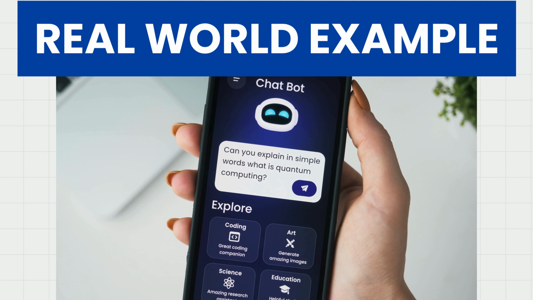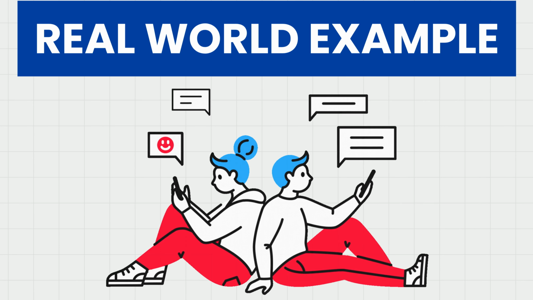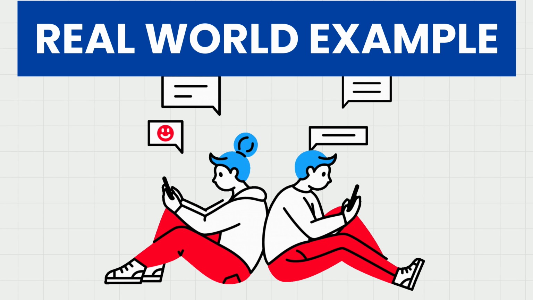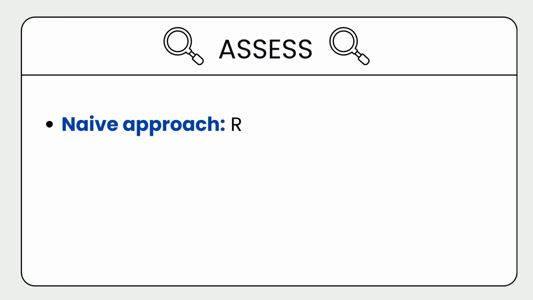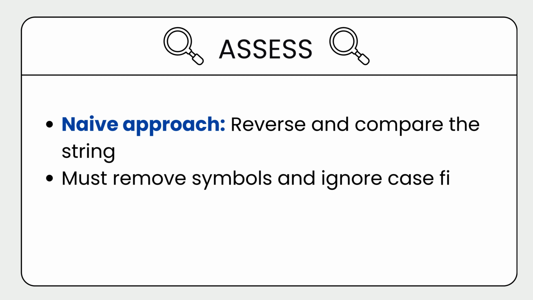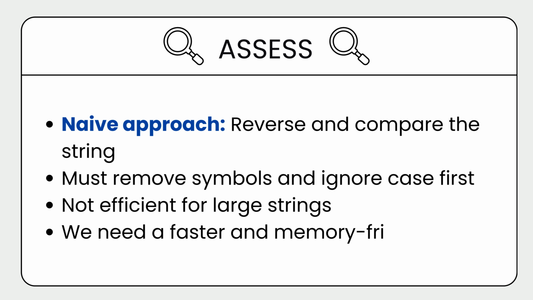Imagine building a chat moderation tool that checks if users are sending palindromic phrases for fun badges, regardless of punctuation, spaces, or case. You want this check to be fast and bulletproof against any formatting. A naive approach would be to reverse the string and compare, but we'd need to remove all non-alphanumeric characters and normalize case first. We want an efficient approach that also handles gigantic strings without wasting space.